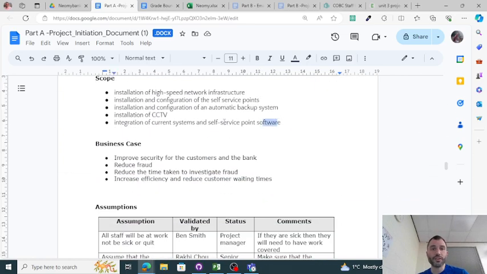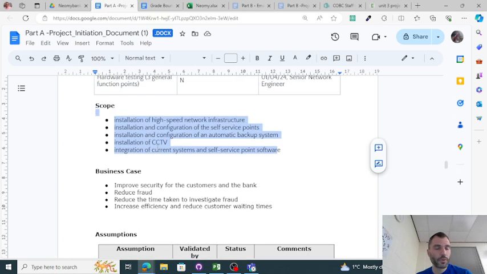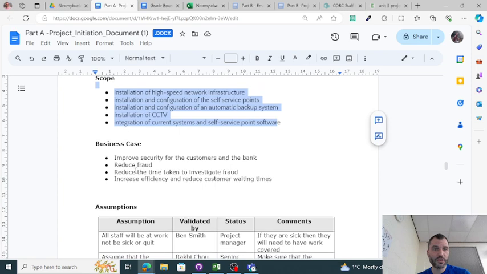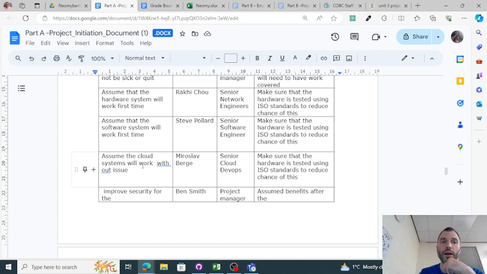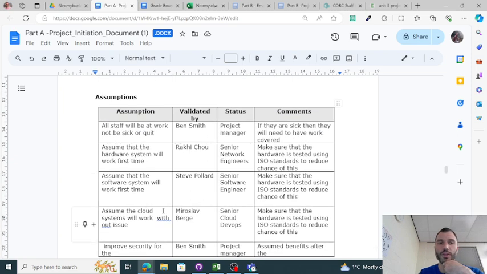Scope, again, is just a list of deliverables. You don't want to produce anything outside of that. Business case, again, you take from the beginning of that. Then we get onto assumptions and risks. Now, I saw some quite interesting answers, some people told me some interesting things that they said.